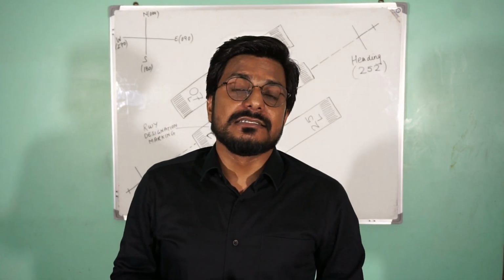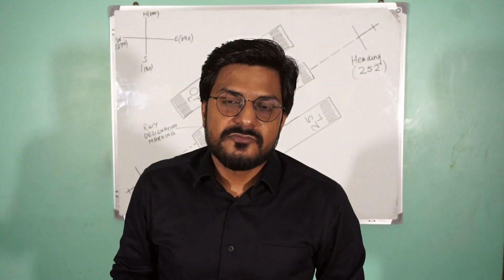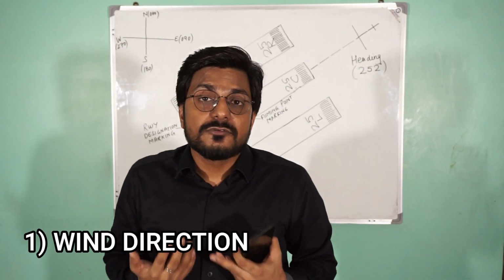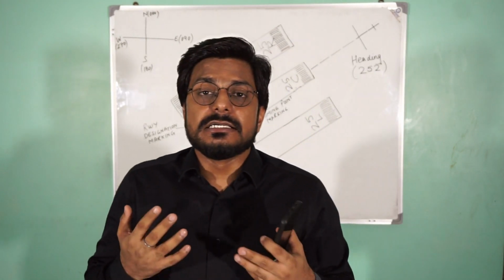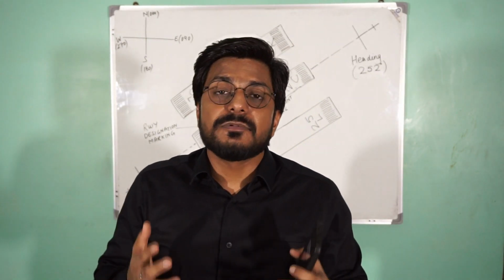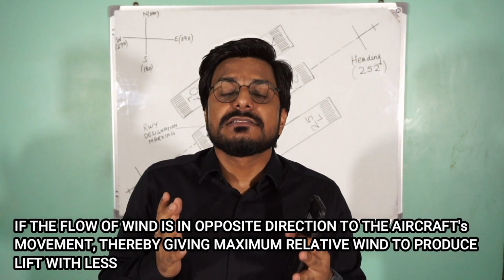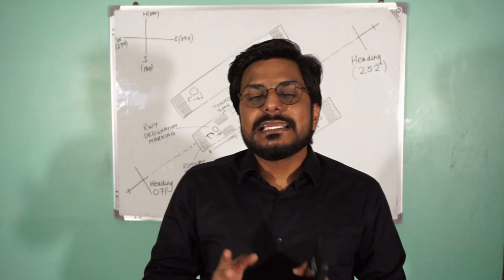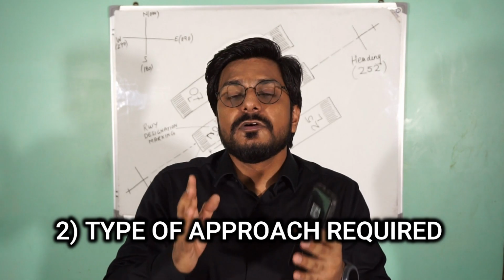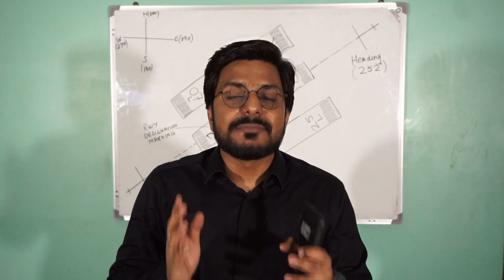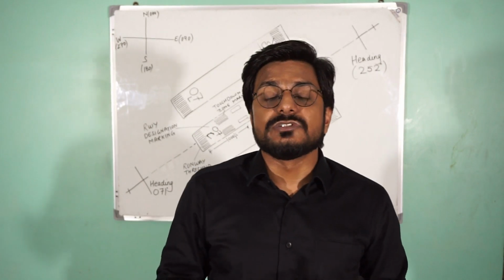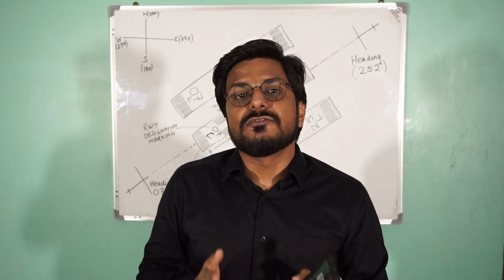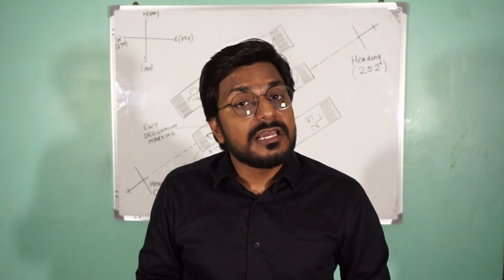Now runway selection depends upon a few factors. First of all, wind direction, in which direction the wind is. We should use that particular side of the runway in which we get the maximum headwind. Second, the type of approach you want for that particular aircraft. If the aircraft wants an ILS approach, and out of these two runways only one has ILS, in that case we have to go with that runway.